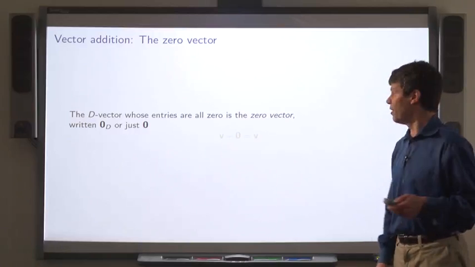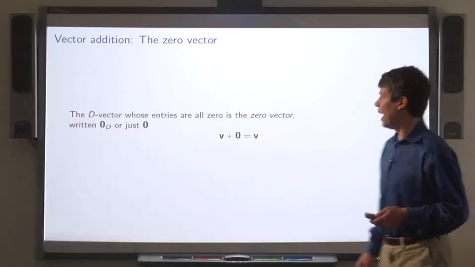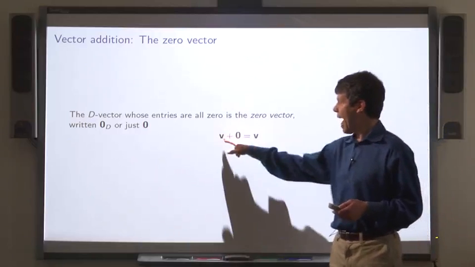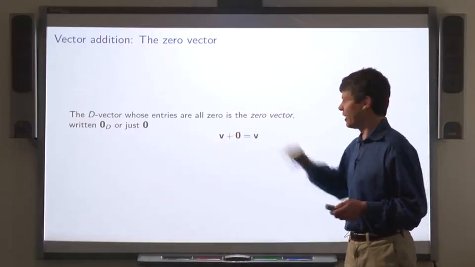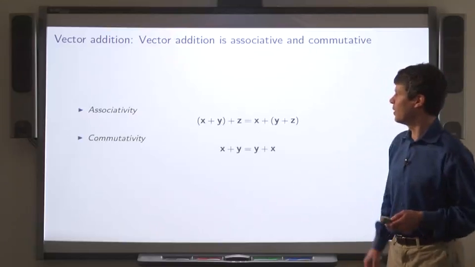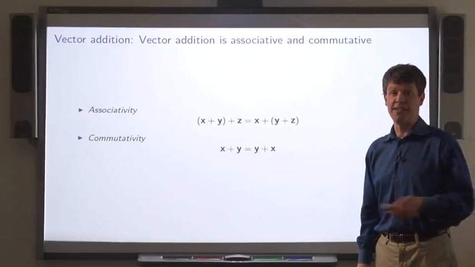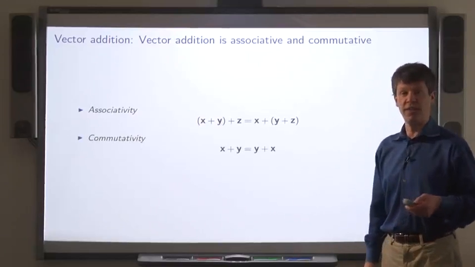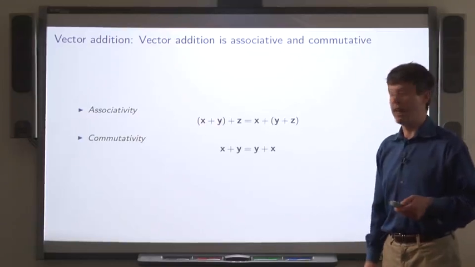Now, there's always a zero vector, and notice that adding the zero vector to any vector gives you back that vector. Addition has these various algebraic properties, associativity and commutativity, and we'll see how those get used.